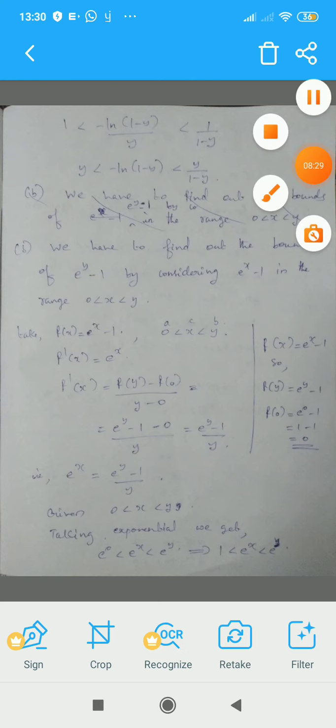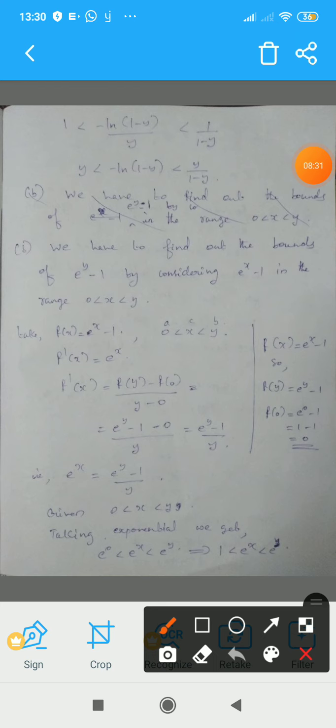Here the position of b and c got reversed. Sorry, here there is a correction. Here a equal to 0 and b equal to c... what? B equal to c and c equal to y. You have to correct it. Okay, here a equal to 0 and b equal to x and c is equal to y.